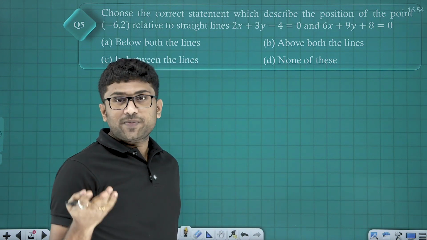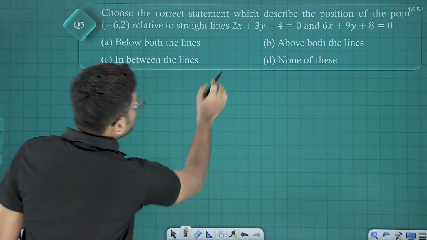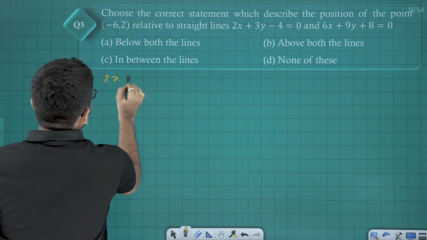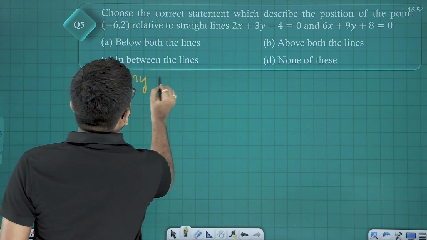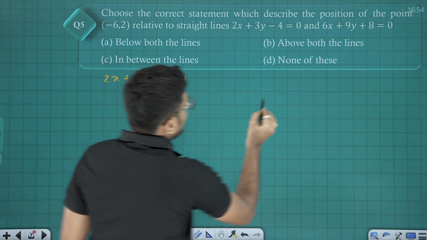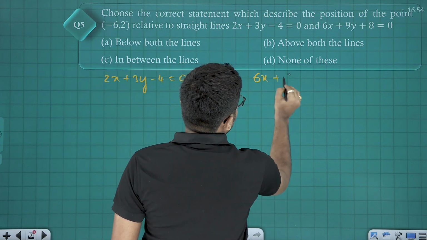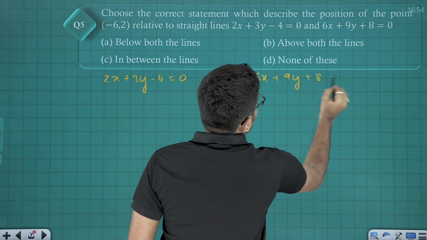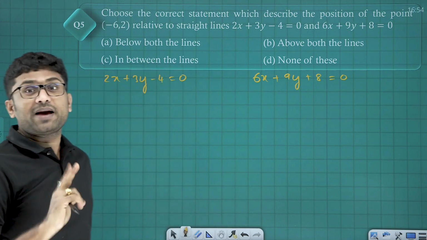Choose the correct statement which describes the position of the point. Position of a point with respect to two lines, friends. So what are the two lines that they have given? 2x plus 3y minus 4 is equals to 0, and 6x plus 9y plus 8 is equals to 0. Clearly these two are parallel lines.